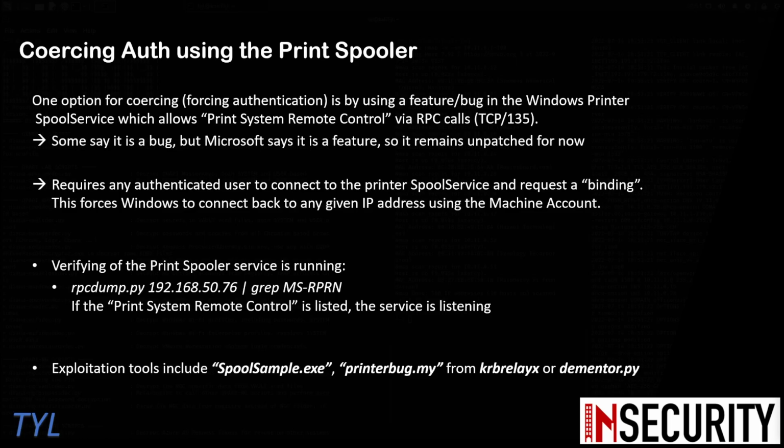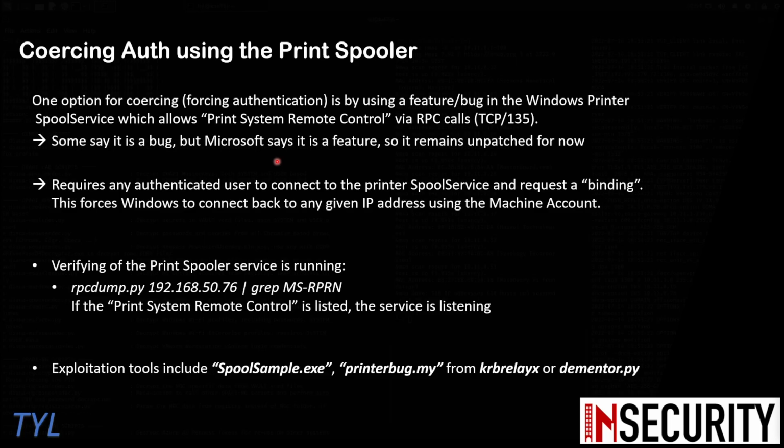It's coercing authentication using something called the print spooler. This is actually a feature in Windows. It's in the Windows printer spool service, as you can see here. It allows print system remote control via that port that you can see there. Sometimes it's called the print nightmare, also called the printer bug. But Microsoft actually says it's a feature, which means it has no CVE code. So it's not a bug, there are no CVE codes, and up until the newest updates it remains unpatched. So it's still vulnerable, if you want to call it so, the feature I want to use here.